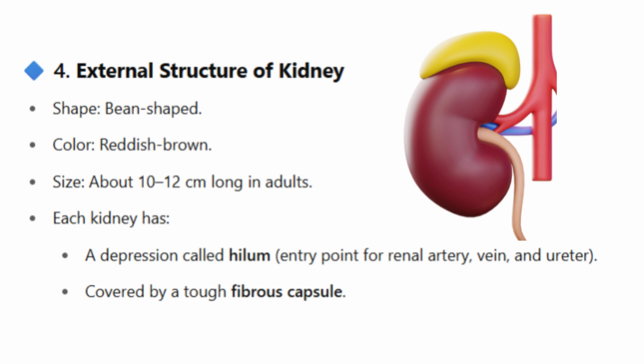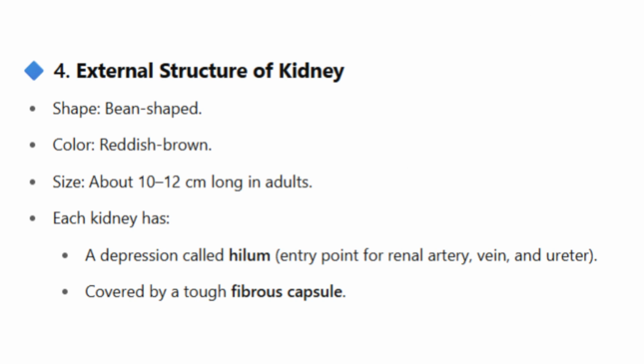This is the entry and exit point for three important structures: the renal artery, which brings unfiltered blood into the kidney; the renal vein, which takes filtered blood away; and the ureter, which carries urine from the kidney to the bladder. The entire kidney is wrapped in a tough fibrous capsule, providing protection and structure. This external design supports the kidney's complex internal functions, ensuring efficient blood filtration and waste removal.